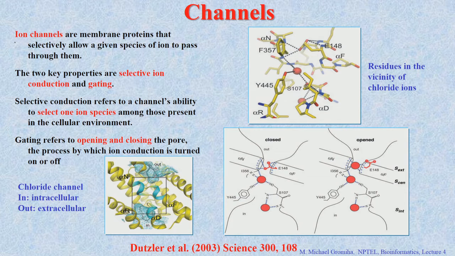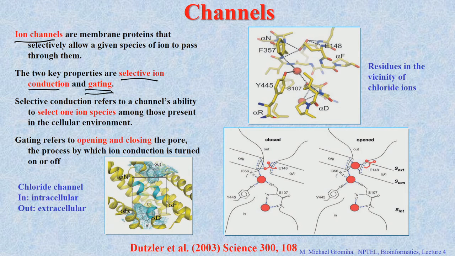Other membrane proteins, for example, are ion channels. There are different types of ion channels, potassium dependent ion channel, chlorine dependent ion channel and so on, and these proteins also cross the membrane selectively. There are two properties for this transport. One is selective ion conduction and the second is gating. Selective means the channel selects only some ions, for example potassium but not chlorine. So this allows only some ions.